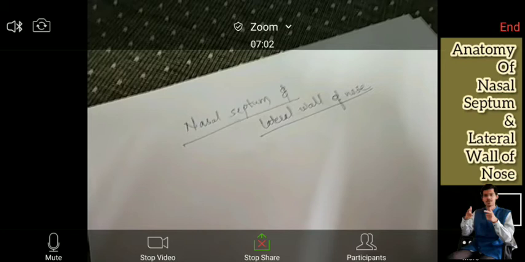Okay, frontal sinus, sphenoidal sinus. Just now we saw in the diagram. Then you have the maxillary sinus and ethmoidal sinus, etc. So these sinuses are there, and they drain into this part.